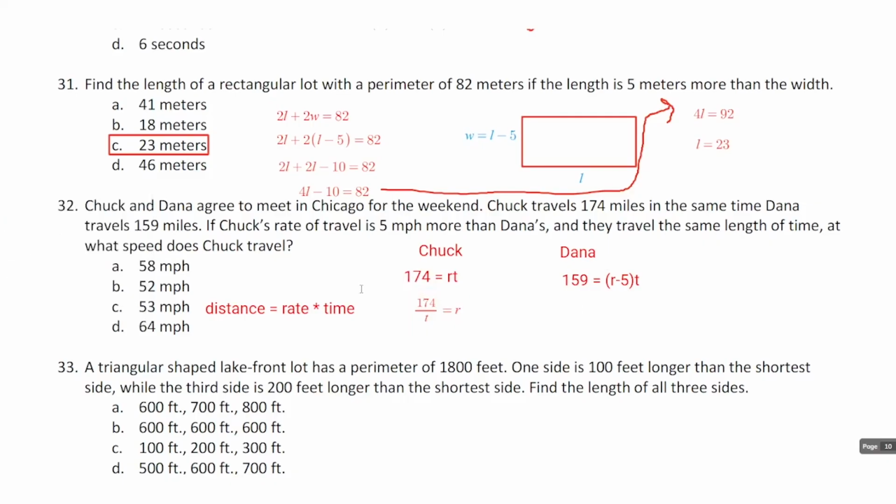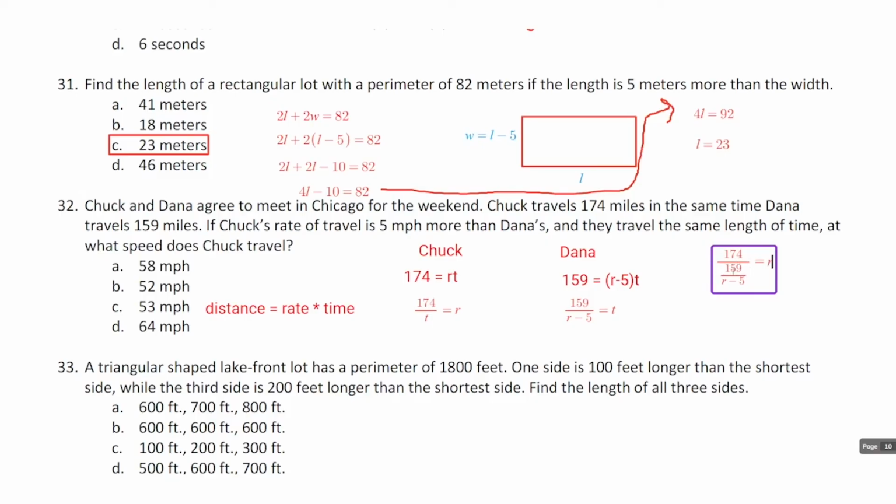Looking back over at Dana, what we want to do is try to rearrange this equation for time. So I'm going to divide both sides by r minus 5. So I have 159 divided by r minus 5, and that equals the time. Now I can replace this time with this expression, 159 over r minus 5. That's what I'm going to do over here: 174 divided by this other fraction, 159 over r minus 5, equals his rate.